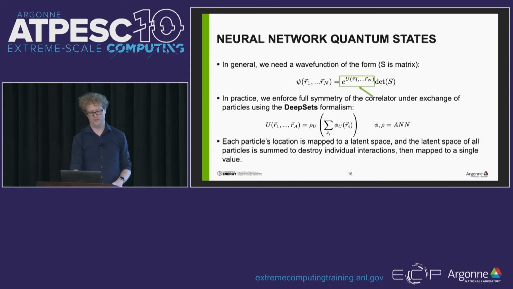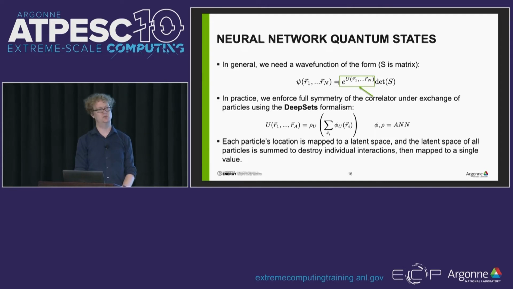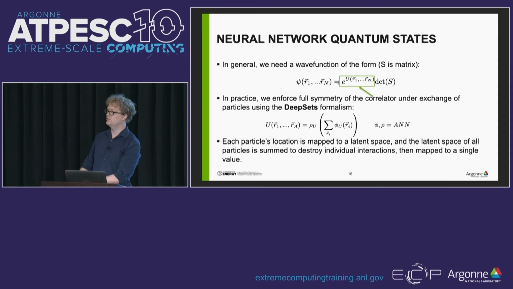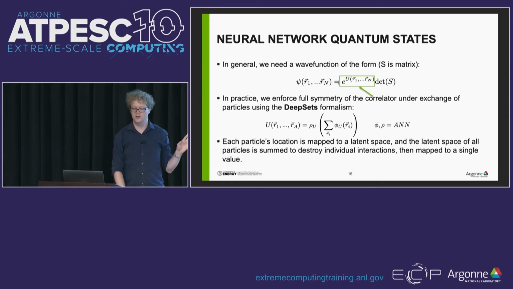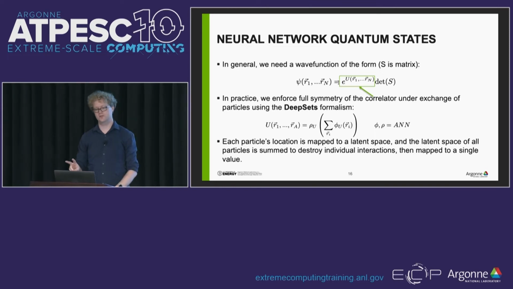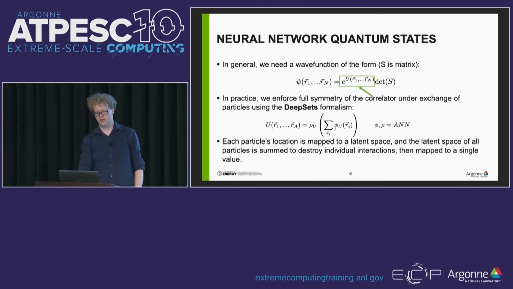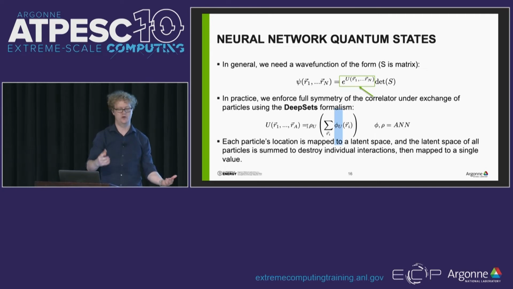So this determinant of S gives you antisymmetry, which means that this function needs to be 100% symmetric under exchange of particles. We do this with the deep sets formalism. I don't know if anyone has encountered deep sets before, but it's basically two neural networks. You have this single component network, phi, and this general component network, rho. And there's a sum here.